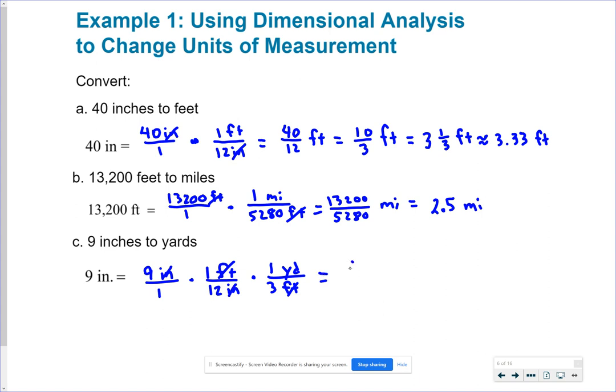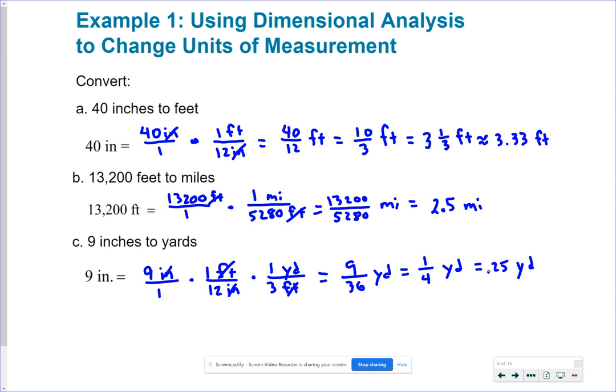9 times 1 times 1 is 9. I've got 12 times 3, which is 36. But notice I'm going to have a 3 that's going to cancel because both the numerator and denominator are divisible by 3, so I can reduce that fraction. I can actually take out a 9. It's 1/4, or as a decimal, it will be 0.25. Either one of those is fine. So either 1/4 of a yard or 0.25 yards.